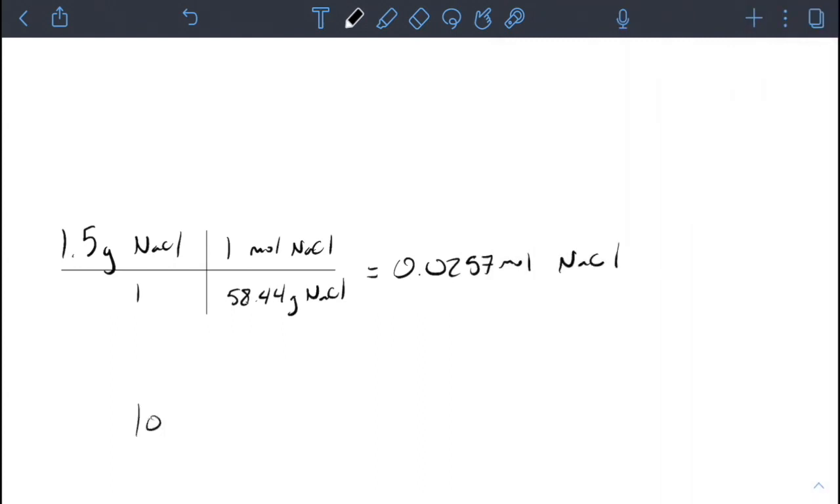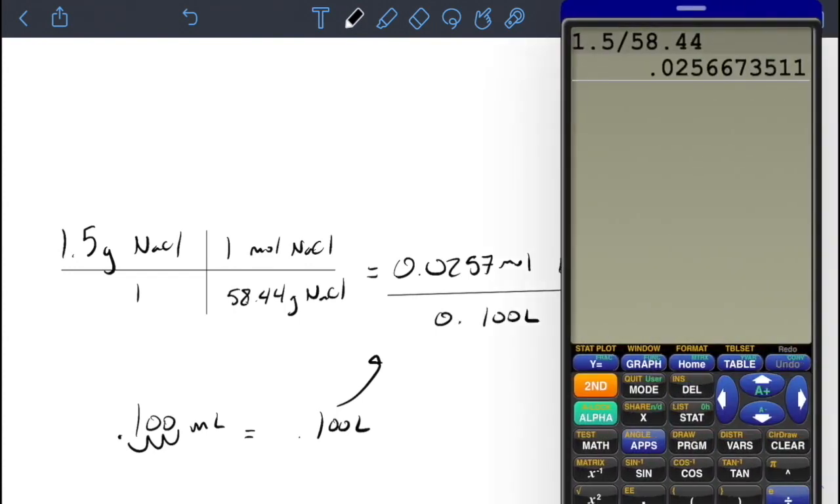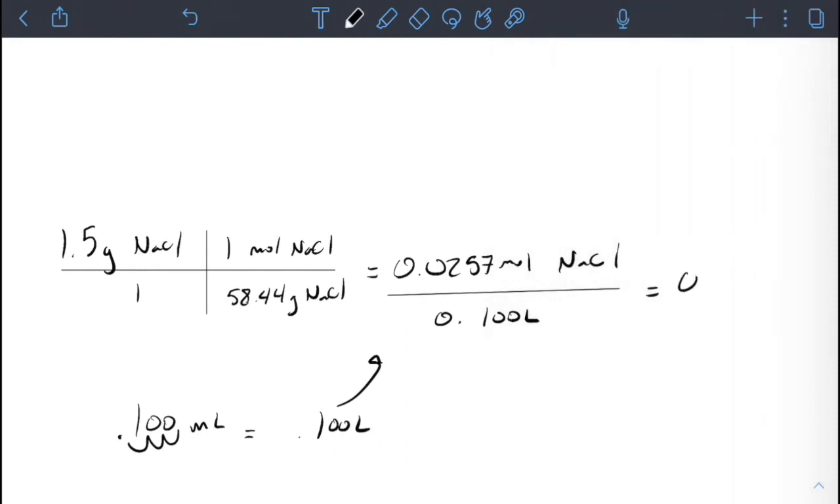Now because my volumetric flask held exactly 100 milliliters of liquid, I move the decimal point over 3 times to the left, I have 0.1 liters. Now if I take the moles and divide it by the liters, what you get is the final molarity of 0.257.